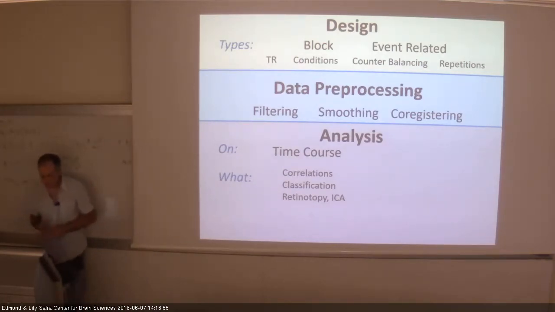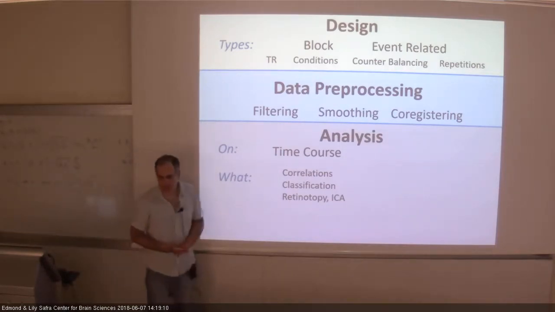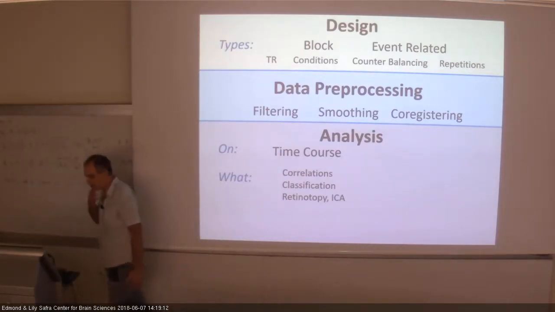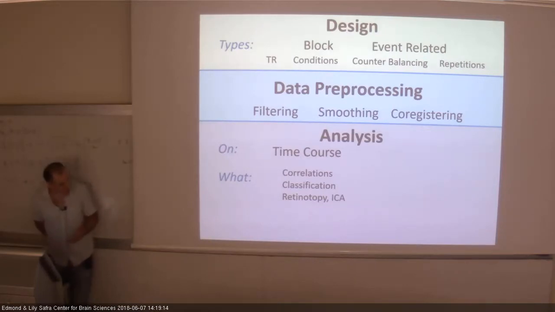I just want you to know that when you come to analyze the data, first of all, there's a selection of what you analyze exactly. The raw data is one option, and for that you can correlate the data, you can run a classifier, you can run some data-driven algorithm like ICA.